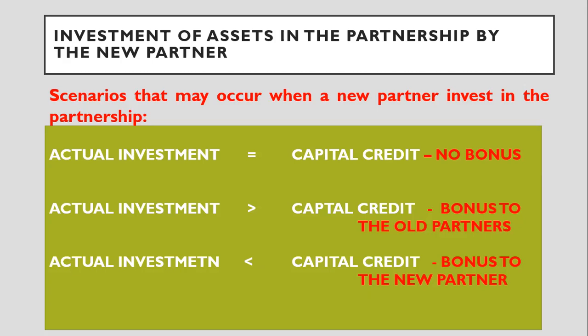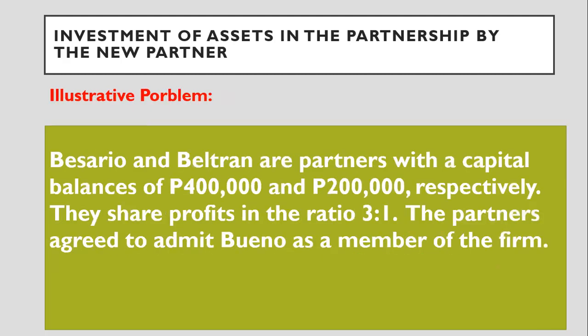The third scenario, the actual investment is less than the capital credit. For example, the actual investment is 1 million and the capital credit is 1,200,000. In this case, the bonus of 200,000 will be given to the new partner since the actual investment is less than the capital credit. So let's start with our illustrative problem.